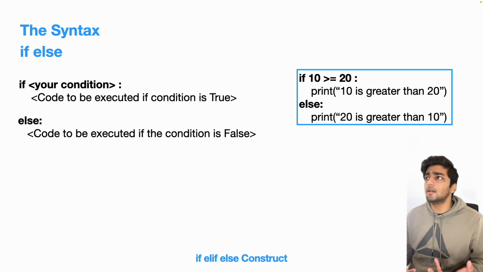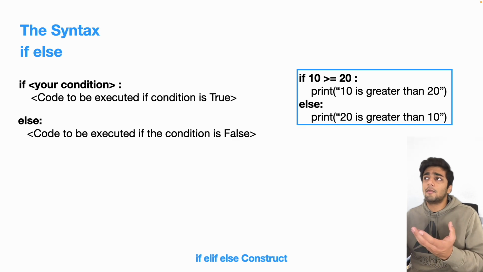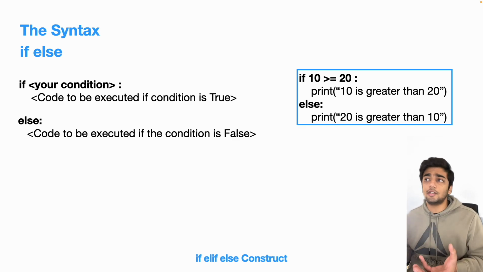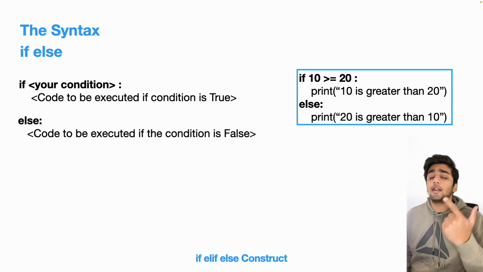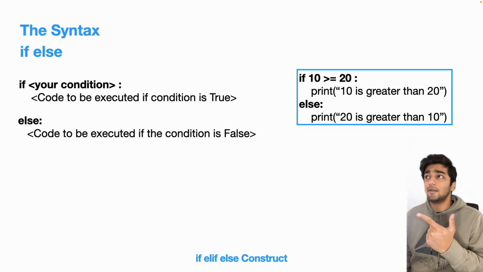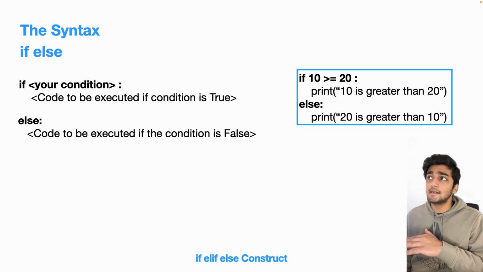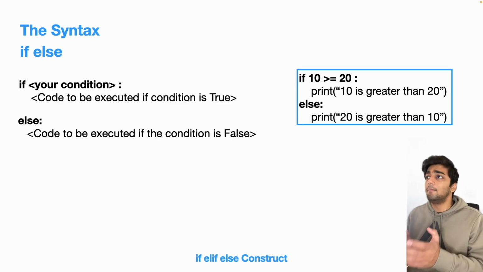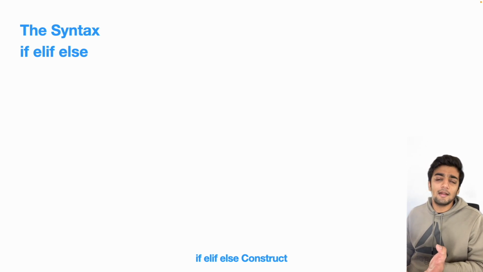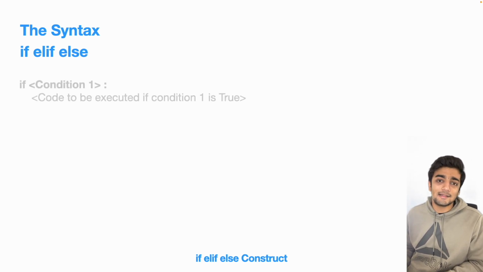So how's this going to work? First off, your program looks at the condition. In this case, the condition is 10 is greater than or equal to 20. Neither is 10 greater than 20, nor is 10 equal to 20. So in this case, the condition is false. And since the condition is false, your program is directly going to jump onto the else block, which simply prints 20 is greater than 10. It's pretty simple. Let's move on to the next level, which is if, elif, else.